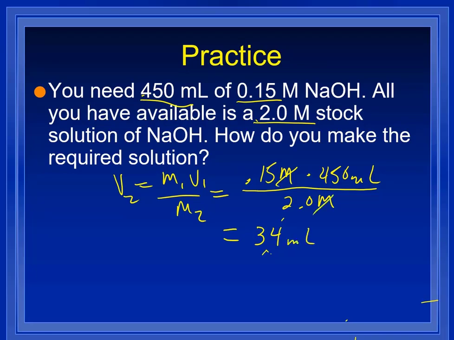And you circle that answer, and Mr. Green marks it wrong. How do you make the required solution? 34 milliliters. See why that's not the answer? It's part of the answer, but it's not the answer. Okay, that's 34 milliliters, so here's how you would make the solution.